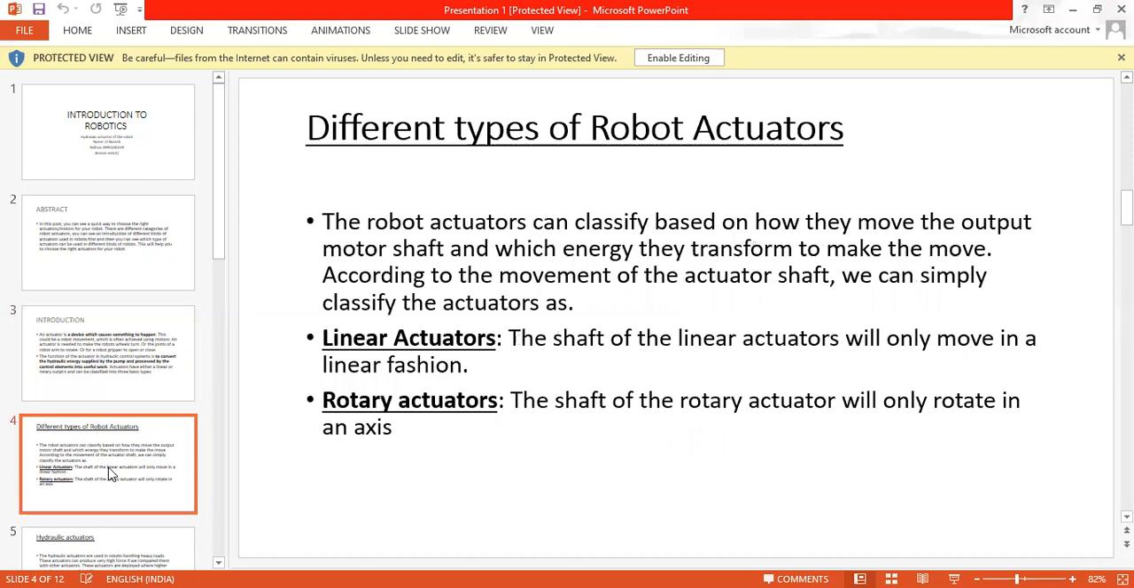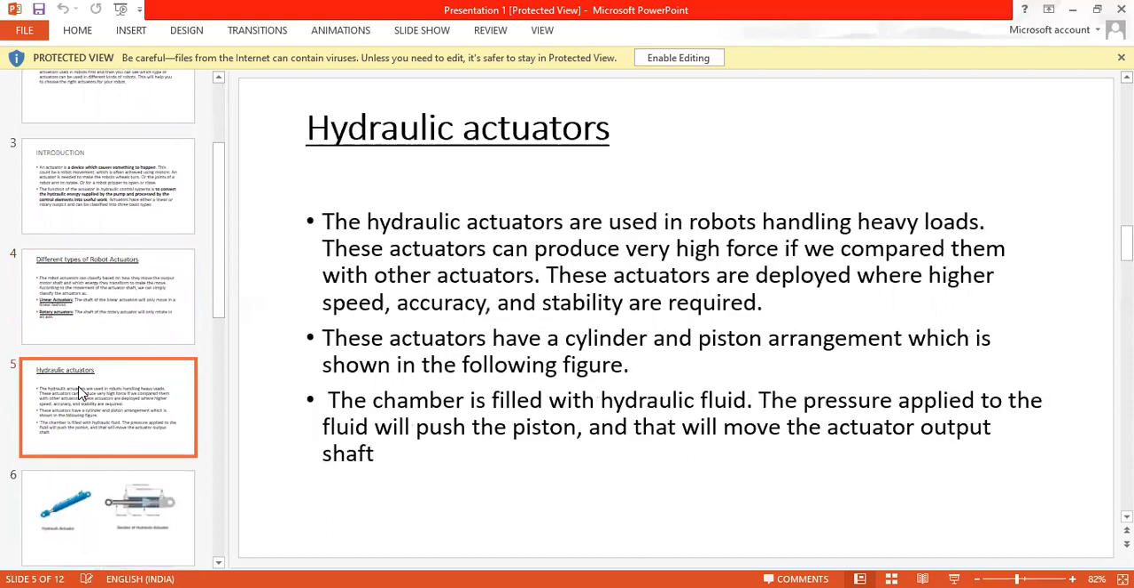Different types of robot actuators. The robot actuators can be classified based on how they move the output motor shaft and which energy they transfer to make them move. According to the movement of the actuator shaft, we can simply classify the actuators as linear actuators, where the shaft will only move in a linear fashion, and rotary actuators, where the shaft will only rotate on its axis. And hydraulic actuators. That's our topic.